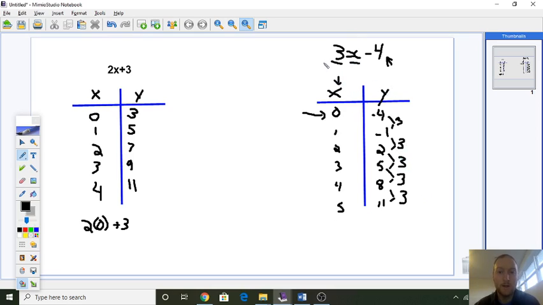Now I can make this an equation by just going y equals, but that is for next week. We'll start solving these types of equations. So hopefully that helps you a little bit.